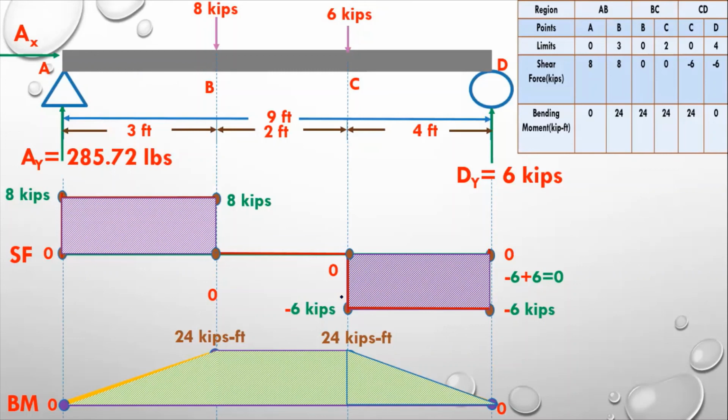Hopefully you will understand it, and it will be helpful for you to draw different shear force or bending moment diagrams for different simply supported beams which are having various point loads. And now you will be able to draw shear force or bending moment diagrams for more than 2 point loads on the beams. Thank you so much.